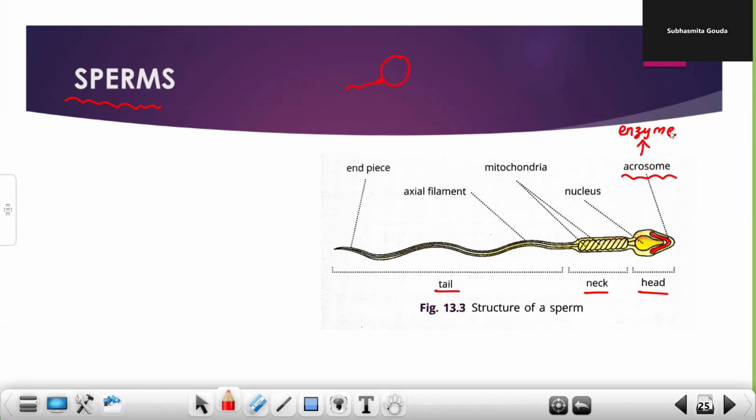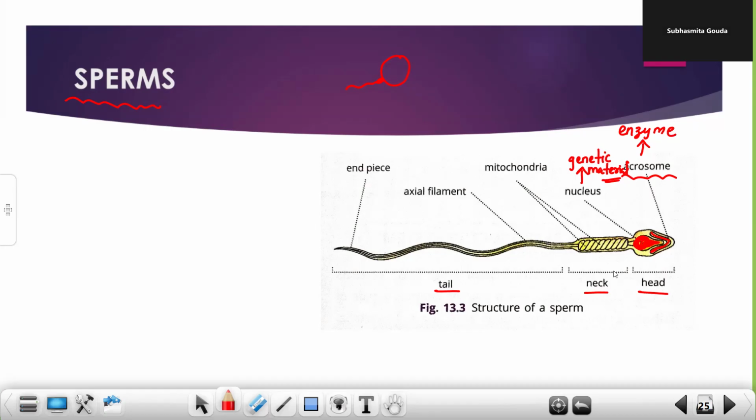And then the nucleus, this is the nucleus part. What is the function of this nucleus? It contains the genetic material. The nucleus contains the genetic material, and this is transferred to the egg and mixed with the female nucleus during fertilization. After fertilization happens, it forms the zygote.